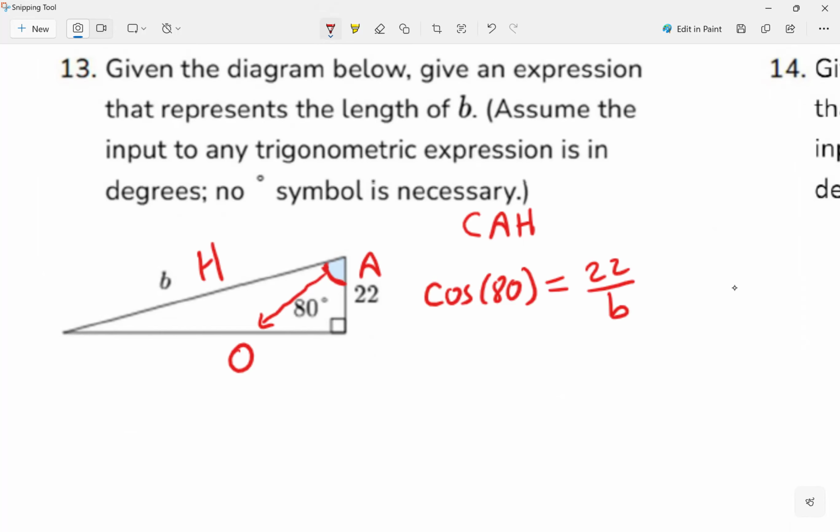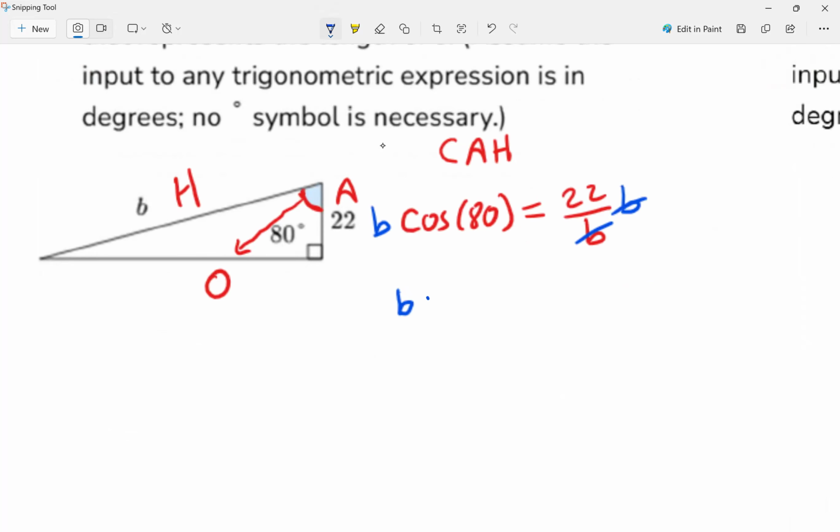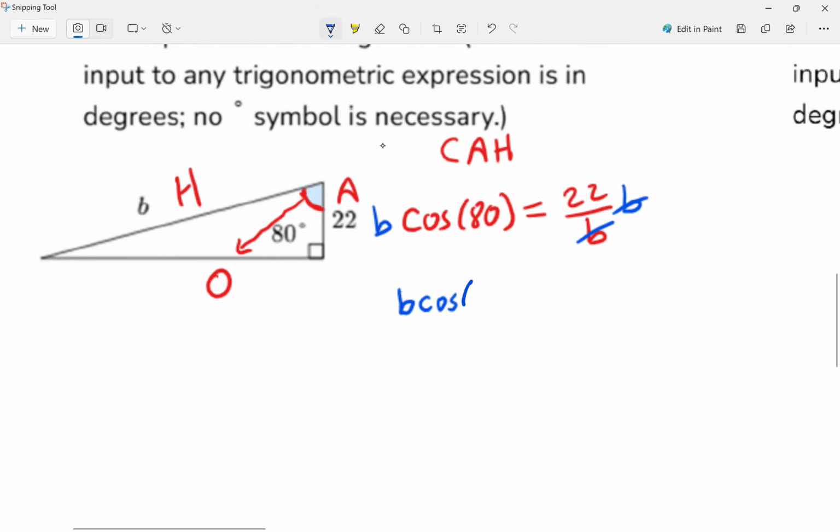Okay, my goal here is to have the b by itself. If b was on top, if it was b over 22, it would be nice. Let's multiply both sides by 22 and we're done. But in this case, we have the b at the bottom. So I'm still going to multiply both sides by b, the bottom part. So that means these two b's cancel out. And then I have b times cosine of 80 is equal to 22.